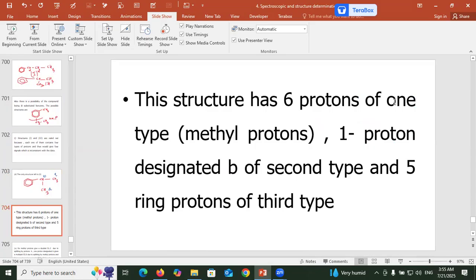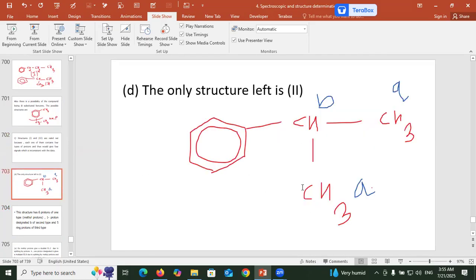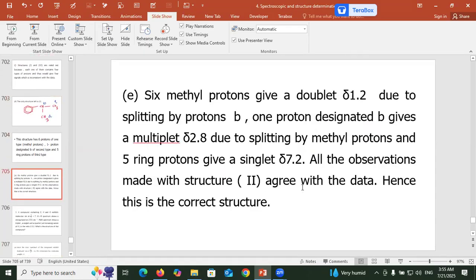This structure has 6 protons of one type, the methyl protons, 1 proton designated B of the second type, and the 5 ring protons of the third type. The six methyl protons give a signal at about delta 1.2 due to splitting by the B proton. The proton designated B gives a multiplet at delta 2.8 due to splitting by the methyl protons, and the 5 ring protons give a singlet at delta 7.2. All the observations made with structure second agree with the data, hence this is the correct structure.